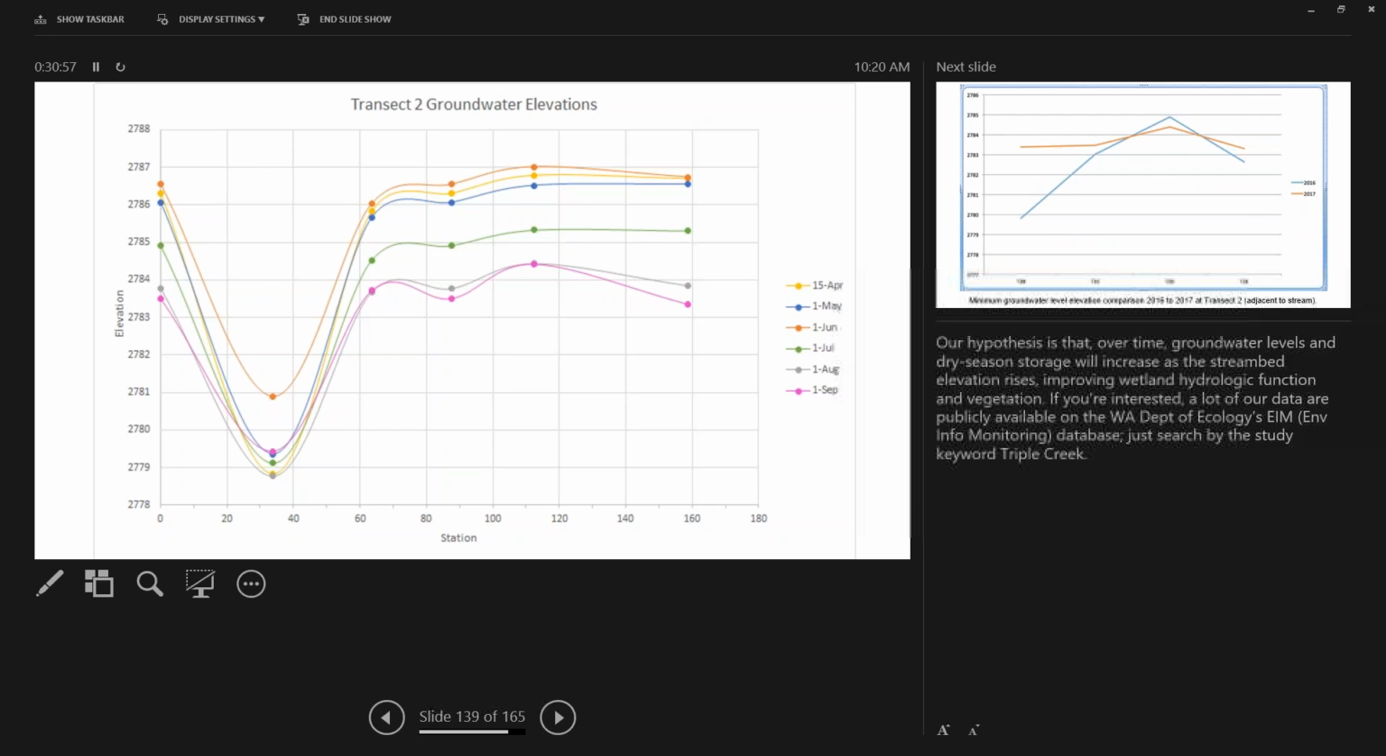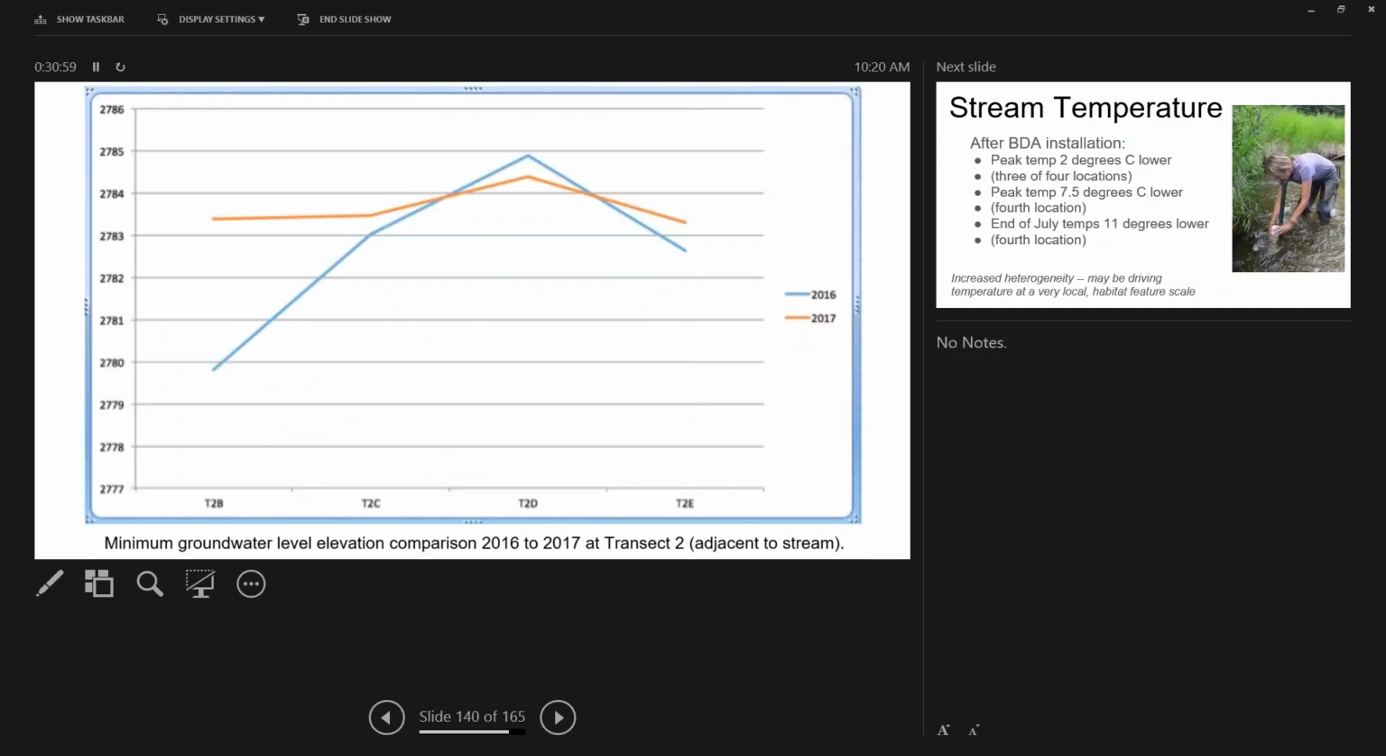And I can share with you a little bit of data. I haven't had a chance to analyze our data very much at all yet, but this is the groundwater level adjacent to the stream. You can see in 2016 where we were at for minimum groundwater level elevation, and then the next year up here. So it'll be great to be able to analyze our data more.